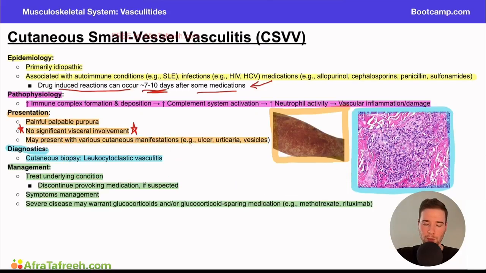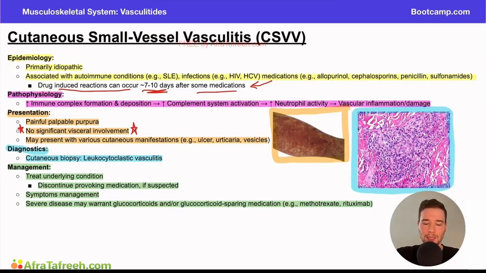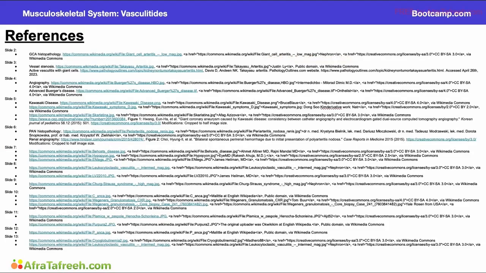And management is going to deal with treating the underlying condition, right? If it's a suspected medication causing this presentation, we want to discontinue that medication. However, we would also want to treat the patient's symptoms, particularly if it's a case of idiopathic CSVV where we don't have a known trigger. We need to give them potentially some medications or prescribe some other comfort things that we can use to help these patients until symptoms resolve. If the case is particularly severe, we would consider glucocorticoids and or glucocorticoid sparing agents.